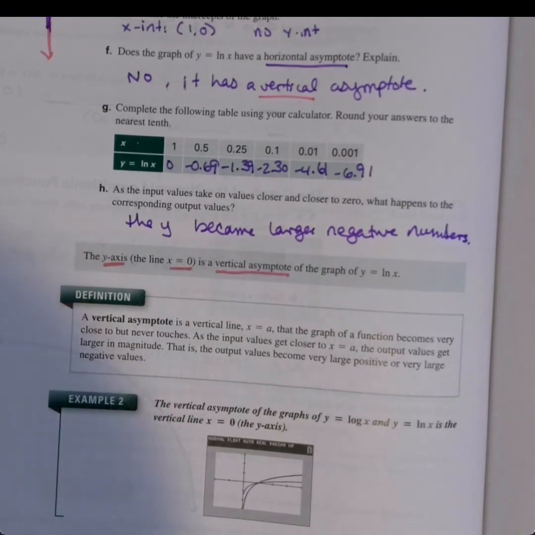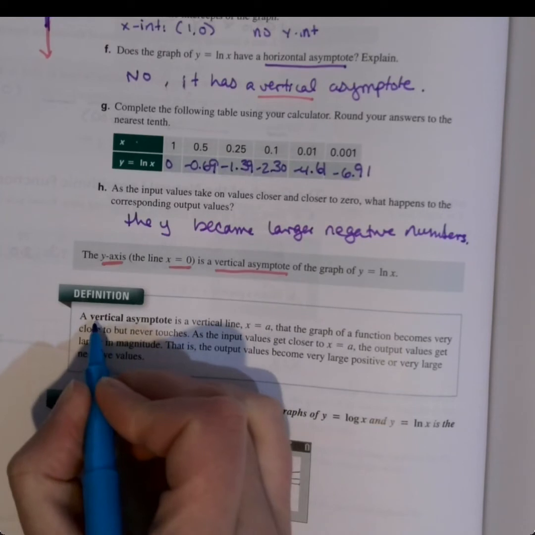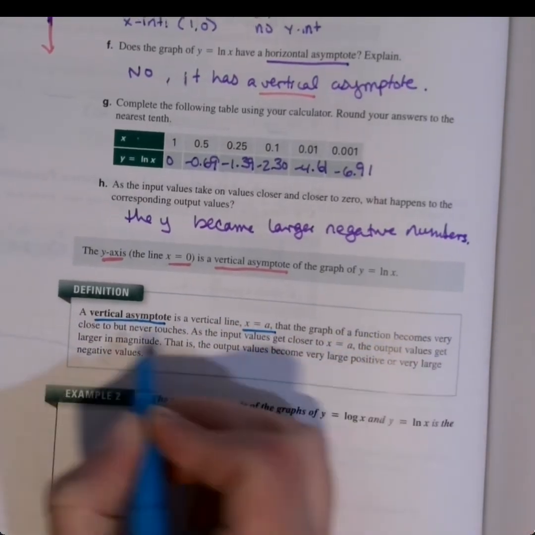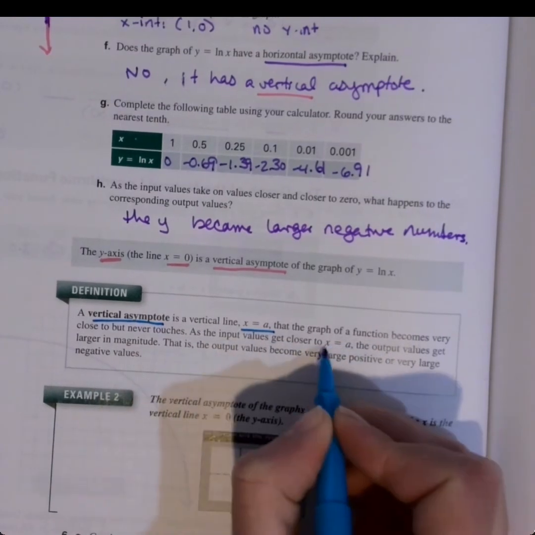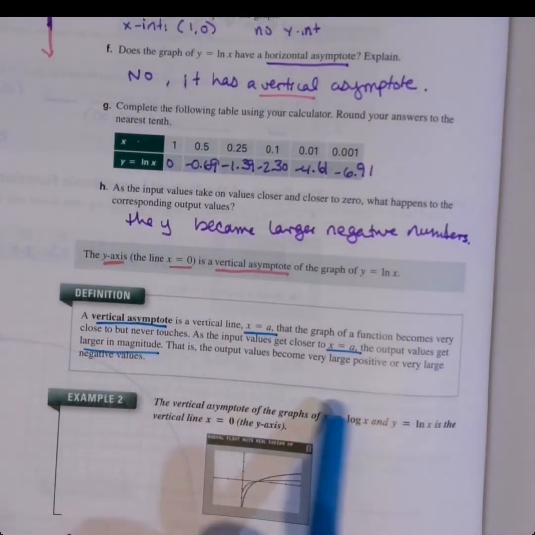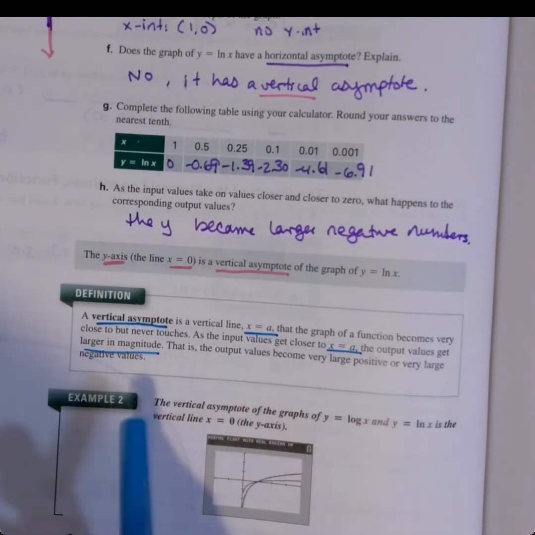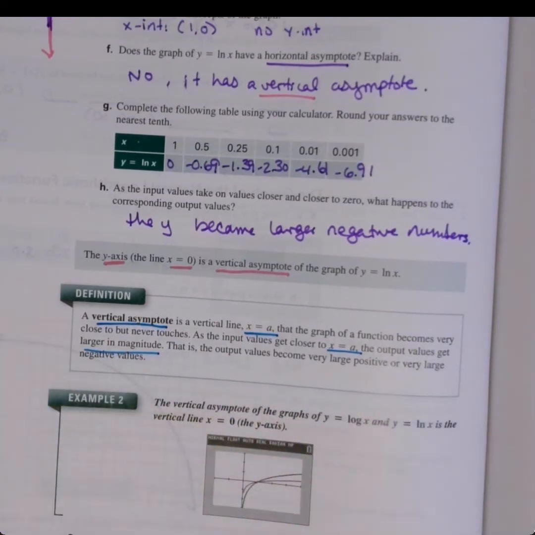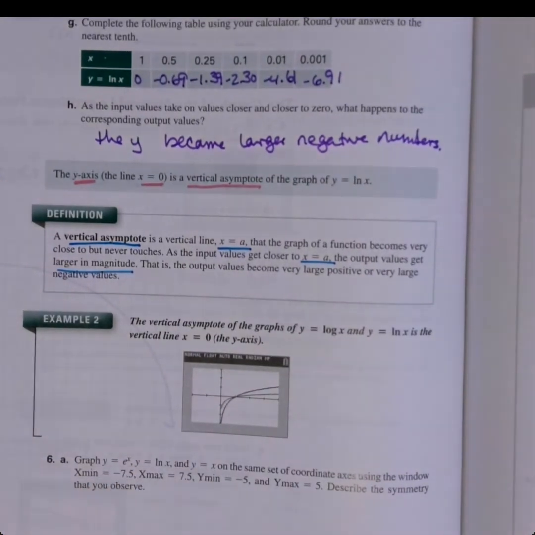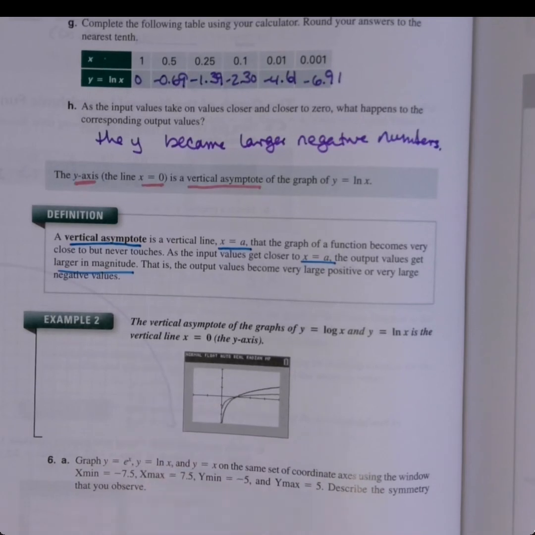All right, so generally, the vertical asymptote is the vertical line x equals a. The function becomes very, very close to it. As the input values get closer and closer to a, the output values get larger in magnitude. It could be larger positive or larger negative depending on if your graph was reflected. So graph e to the x and natural log of x and y equals x, and describe the symmetry.